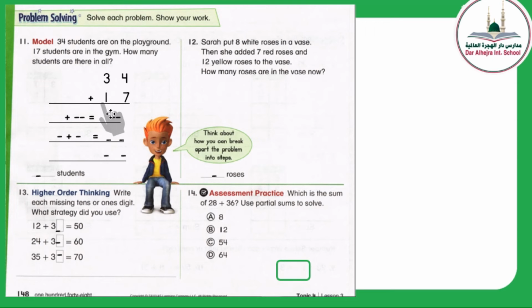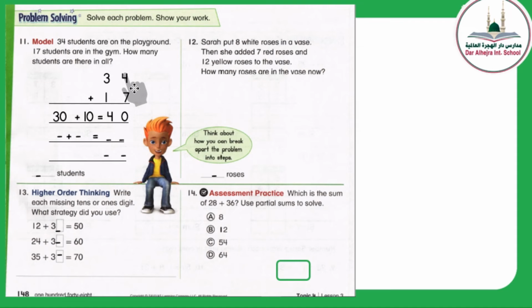We're going to add the tens first. So I'm going to write here 30, and then here I'll be writing 10. And I know that the sum of 30 and 10 is 40. So I'll be writing here 40. I'll make sure that the answer for each thing is aligned very properly. The ones should go exactly under each other and the tens should go exactly under each other, because this is the correct way of writing the sums.